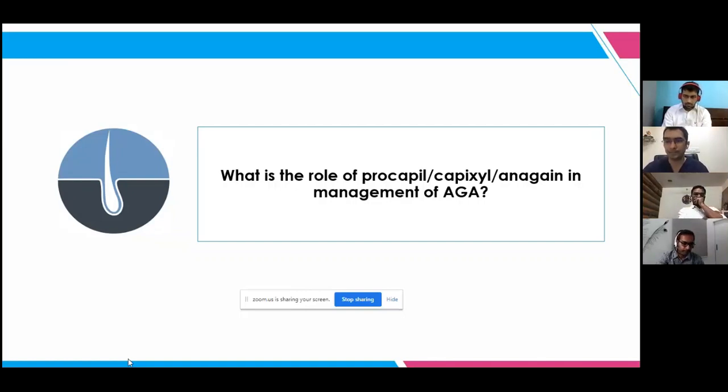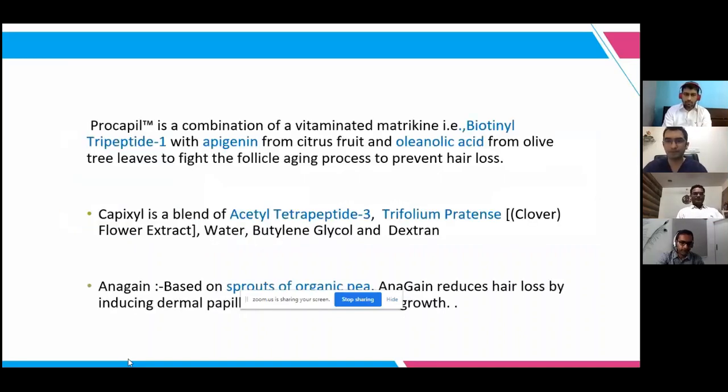Yeah, recently many companies have come out with these products, Procapil, Capixyl, and Anagain. We'll see what this Procapil is. Procapil is nothing but a biomimetic peptide, that is biotinyl tripeptide, biotin plus tripeptide, and it's derived from citrus fruit extraction. And the oleanolic acid is from olive leaves. So this is Procapil.